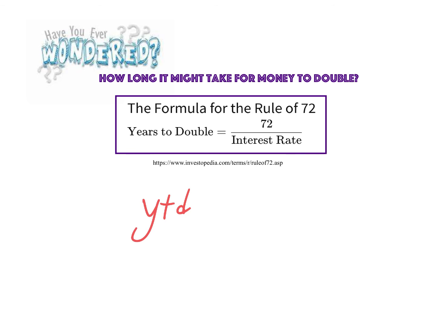YTD. Try to figure out what that stands for in the context of this. YTD equals 72 over I. Hudson, can you figure it out? What do you think YTD stood for? Years to double. Very good. So if I said, I want my money to double in the next 10 years, then my years to double is 10 equals 72 over I.